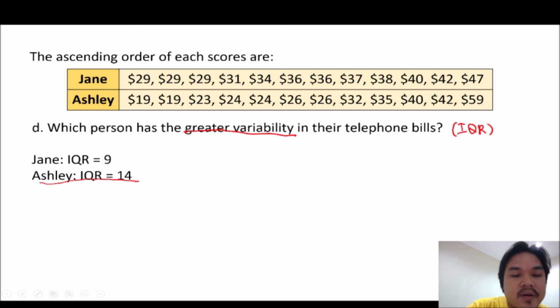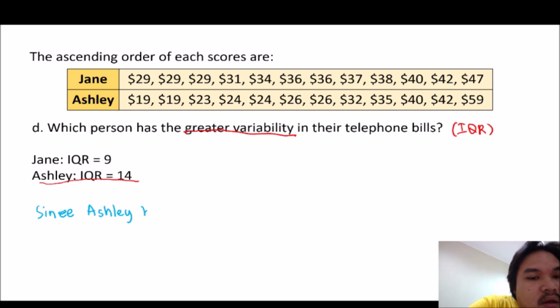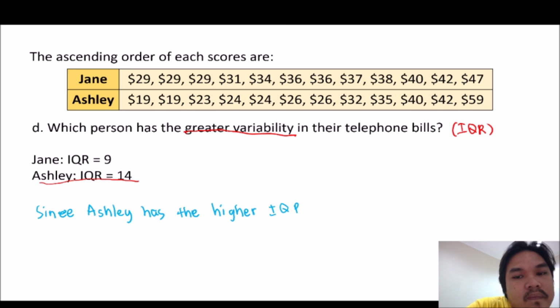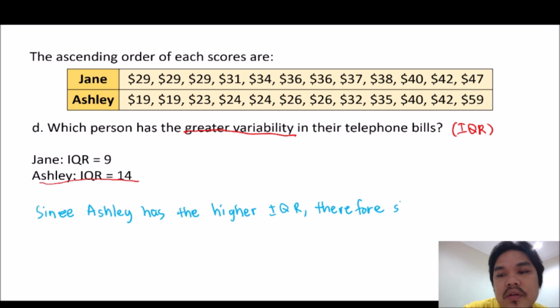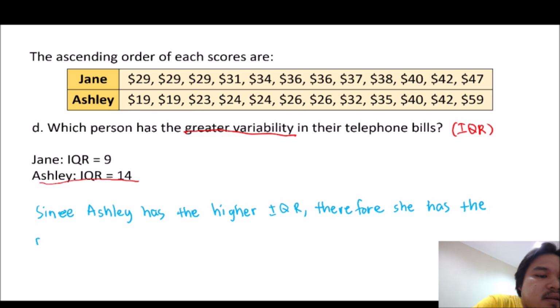Okay, so let's write our conclusion. So since Ashley has the higher IQR, therefore she has the greater variability in their telephone bills.